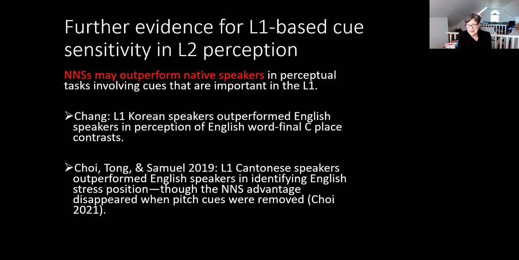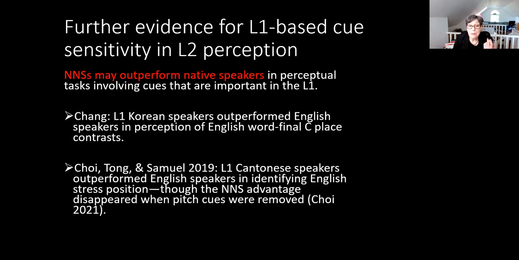And then in terms of prosody, there's a study showing that L1 Cantonese speakers outperformed English speakers in identifying the position of stress in English words, though only when pitch cues to stress were present. So a study by Choi 2021 removes different cues to stress and finds that, as long as you have pitch, the Cantonese speakers are better than the English speakers in identifying the position of the stressed syllable.